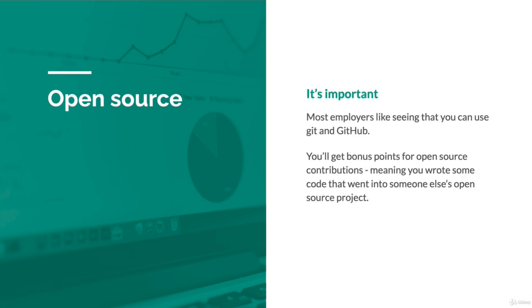Now, open source is incredibly, incredibly important. Most employers like seeing that you can actually use Git and GitHub. And because most open source code is available on GitHub, that's kind of important. But you'll also get bonus points for open source contributions, meaning you wrote some code that went into someone else's open source project. And that's just called a contribution. And that shows future employers that you're able to work with other people, that you're able to follow other people's rules, because maybe they have certain rules for their source code, and that you're able to use Git and GitHub.